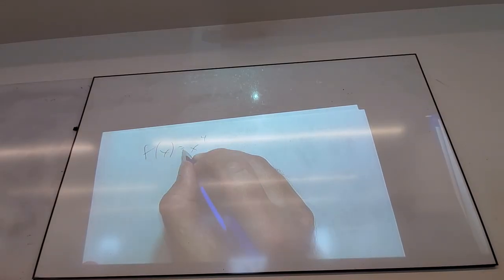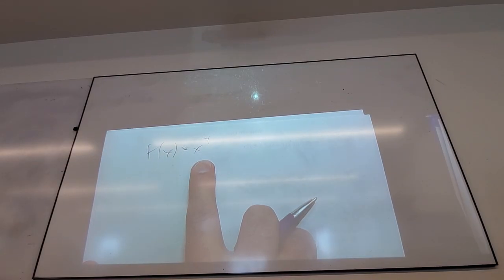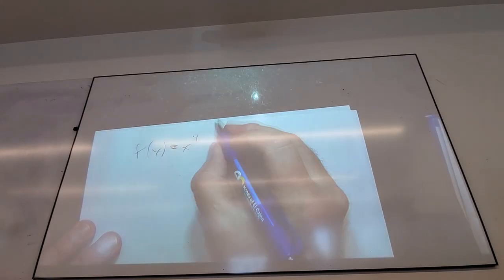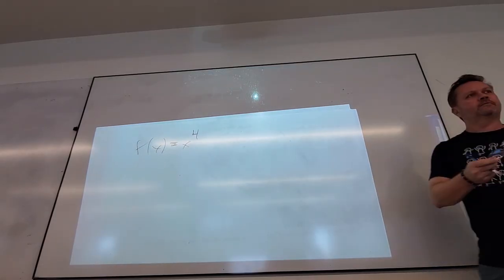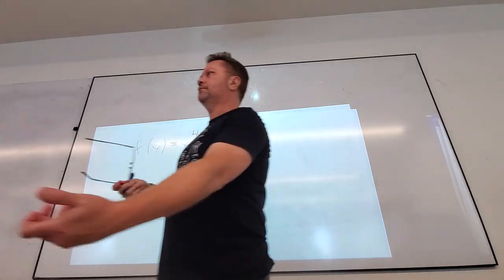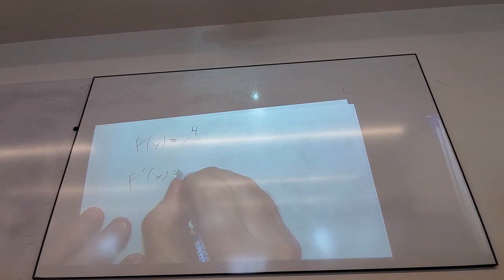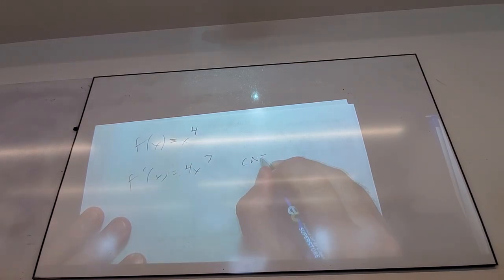Does this function have a minimum? What's it look like? X to the 4th looks like what? Parabola. Does it have a minimum? Yes, we call it the vertex. It's sitting on its bottom, and a little 0, 0 is just sitting there, right? Derivative's easy. What's the first derivative? 4x cubed. Critical number is x equals 0.